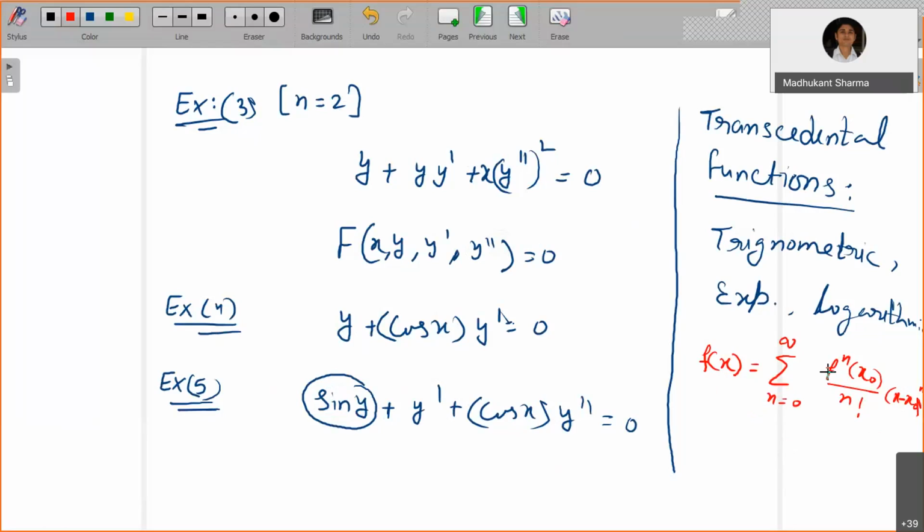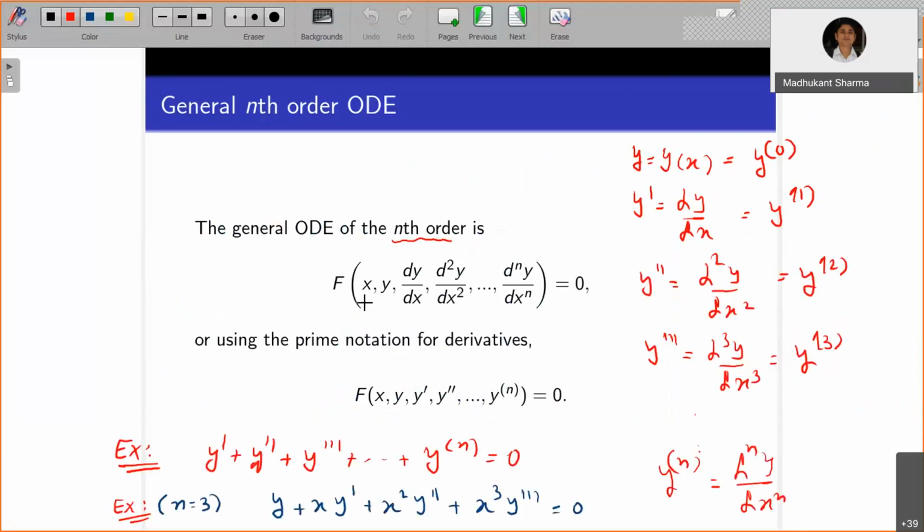In other words, all exponential, logarithmic and trigonometric functions fall into this category, straightforward. If you take the product of them, it is also a transcendental function. If you know any other function which has an infinite series, not a finite series, then that will also be known as a transcendental function. Otherwise, it is an algebraic function. Here you can see a transcendental function of y is there, and a transcendental function of x is there. So this is the overview of the general nth order ODE.